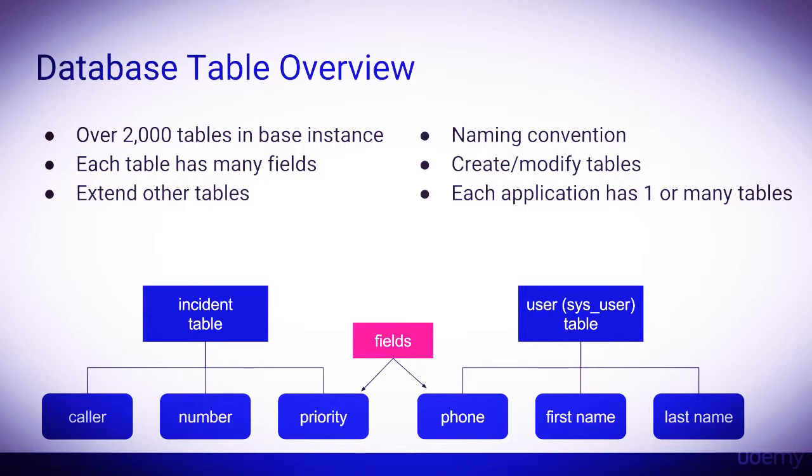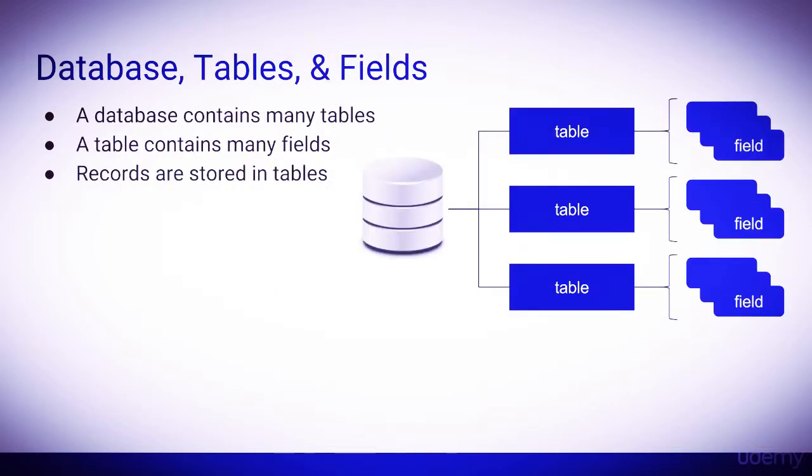Now let's quickly discuss the relationships between databases, tables, and fields. A database contains many tables. As previously mentioned, the database used in a ServiceNow instance has over 2,000 tables. A table contains many fields. For example, the incident table in ServiceNow contains close to 100 fields, such as the caller, short description, and priority fields.